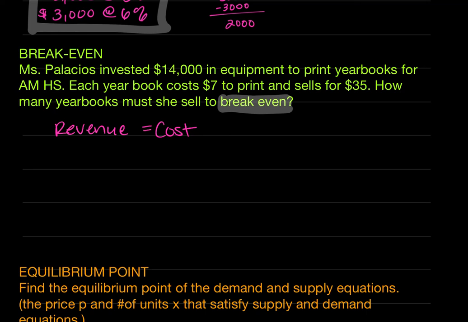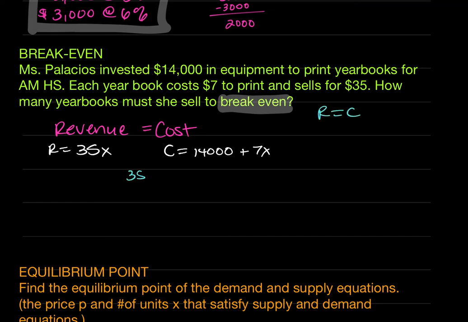Revenue is how much money you're making on these, right? So how much are we selling each yearbook for? $35. So it'd be 35 times X. Cost is what you're having to put in money-wise. So how do we break down cost? 14,000, that's how much the initial investment was, plus 7X, $7 per yearbook. They're both X. So our second variable here is the R and the C. They look like systems, but then we immediately set them equal to each other.